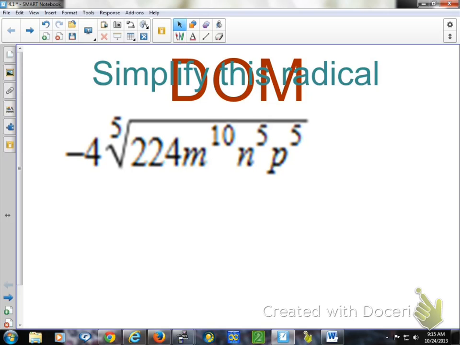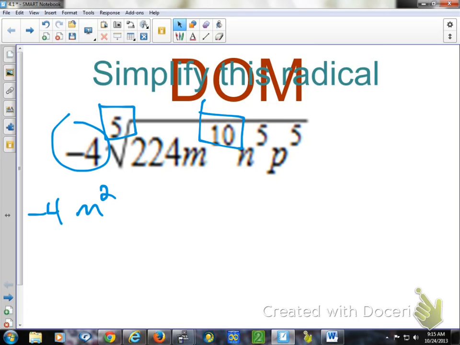The -4 comes out here by himself because he's right here, so he just stays out there. Who remembers how to do the letters on these? Juri, how many groups of 5 can you break 10 into? 2. So I can bring out 2 M's. If I took out 2 groups of 5, how many are left in there? 0. None. Because 2 groups of 5 is 10, and there was only 10 in there in the first place. So all my M's are gone.